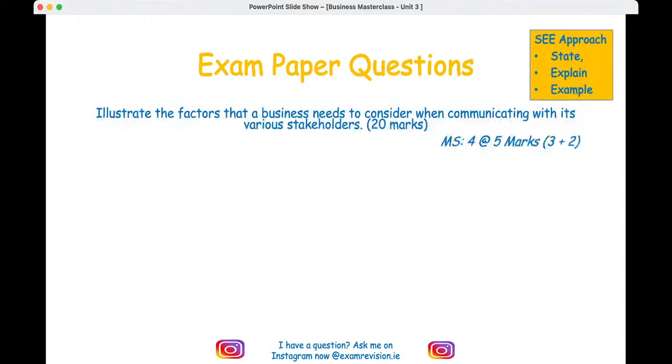Practicing the exam papers is so important. So many students don't practice the exam papers. So it's vital that you do practice the exam papers and that you understand your timing.